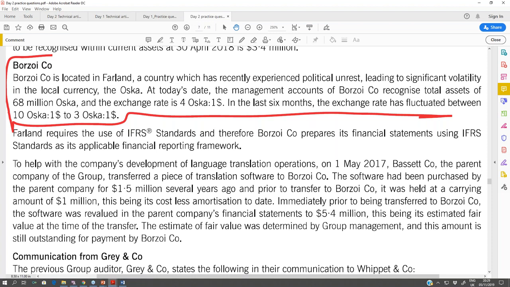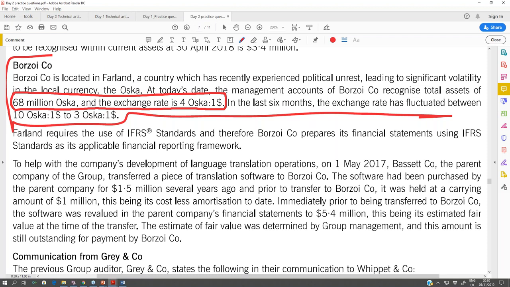At today's date, the management accounts of Borzoi recognize total assets of 68 million ACCA. So 68 million ACCA is the total assets of this subsidiary, and the exchange rate is 4 ACCA to $1. For the determination whether it is a significant component, we will use this exchange rate of 4 ACCA to $1, and $68 million is the total assets of Borzoi.